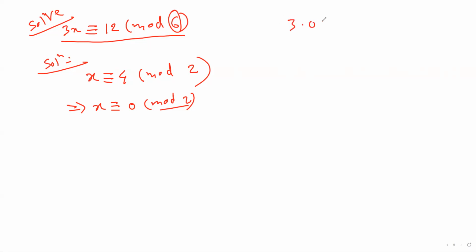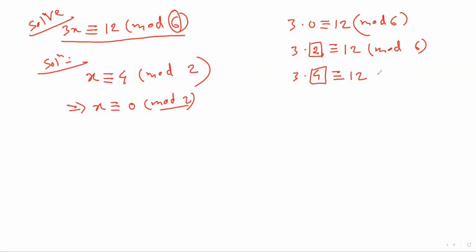So of course, 3 times 0 is congruent to 12 mod 6, no doubt, because 12 is divisible by 6. But can you think of another number here so that the product becomes congruent to 12 mod 6? What is 12 mod 6? 0. If you write 2 here, it also works. 6 is also 0 mod 6. In fact, if you write 4 here, this also works.